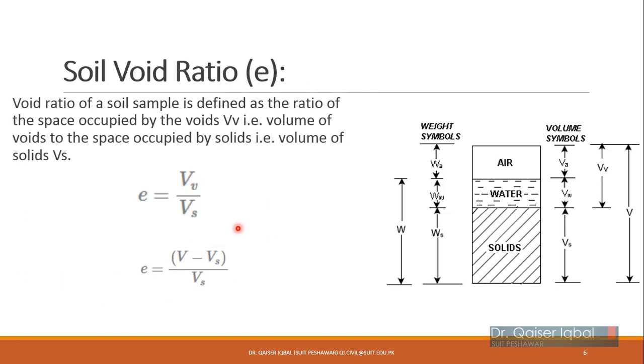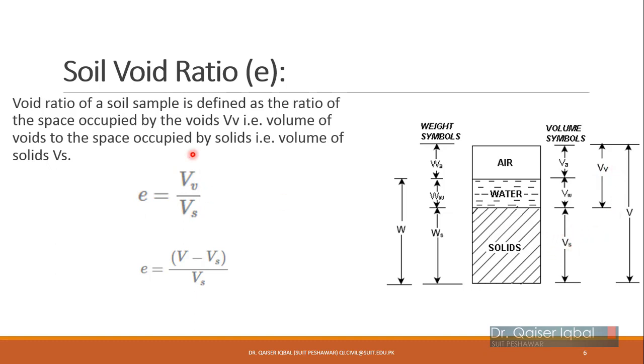Then coming to void ratio, which is represented with the small symbol e. Void ratio of a soil sample is simply defined as the ratio of the volume of voids to the volume of soil solids. Now coming to this side of the three-phase diagram, the volume side. Previously we were working over here. It is simply the volume of voids, which is the combined volume of air and water, divided by volume of soil solids.